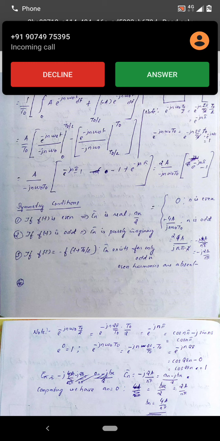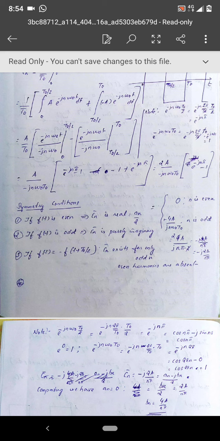Now the next term: if t is replaced by 0, then any term raised to 0 is 1. So e raised to 0 is equal to 1. And for t naught by 2, if you substitute it instead of small t, we have already evaluated that. Next, if you substitute t naught instead of small t, that is e raised to minus j n omega naught t naught. Instead of omega naught, I can substitute 2 pi by t naught multiplied by t naught. The t naught and t naught get cancelled, and what you get is e raised to minus j n 2 pi.